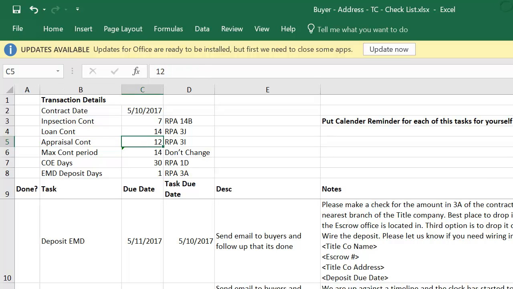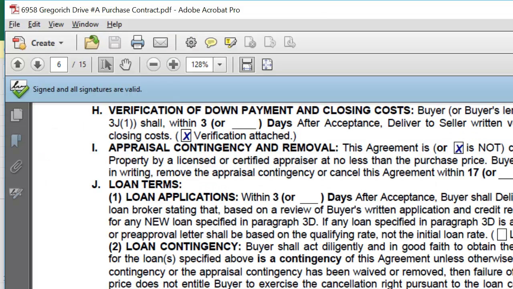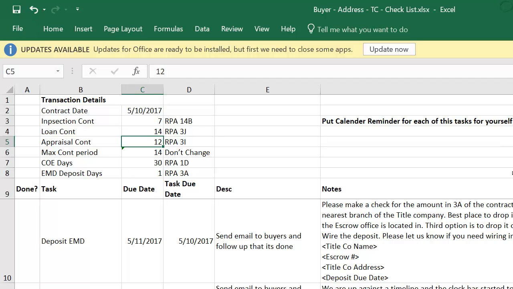Similarly, appraisal contingency will be found in RPA 3I, which is right here. Appraisal contingency and removal. Here we have to see whether appraisal is or is not. If this box is checked, that means there is no appraisal contingency. It is not contingent upon written appraisal. If this box was not checked, then this number of days, 17 or whatever is populated here, will become the number of days for appraisal contingency. So accordingly, if it is checked, then we make it 0. Otherwise, the number between this or this. For the time being, we are going to keep it at 12.